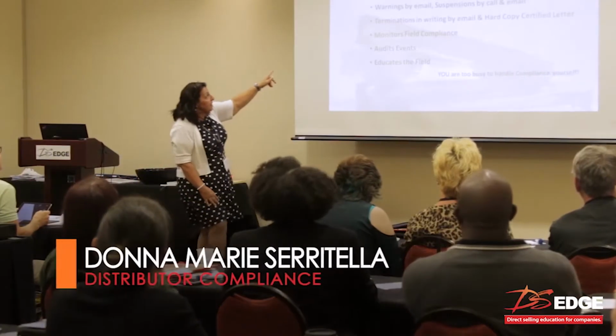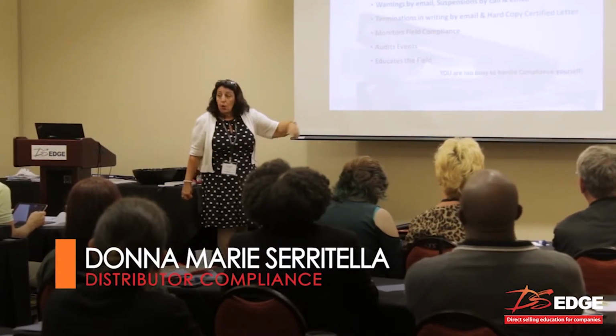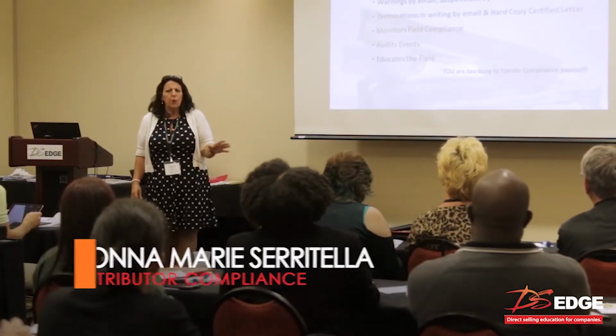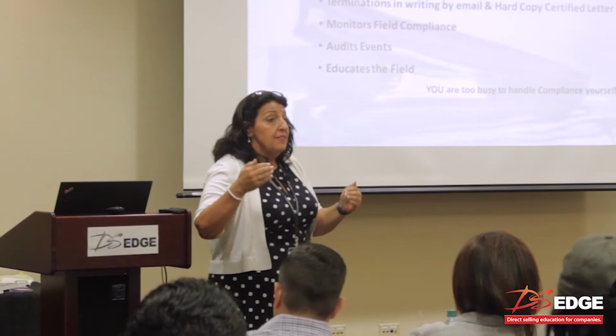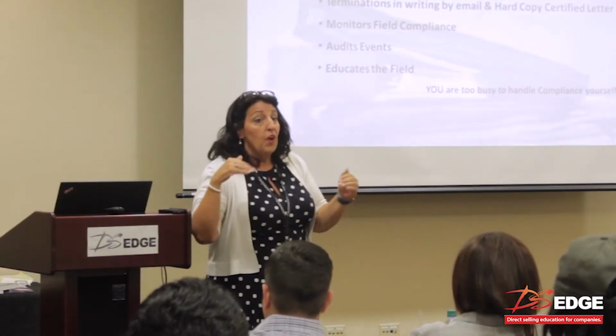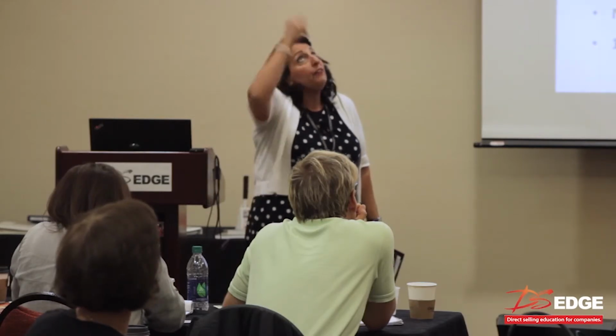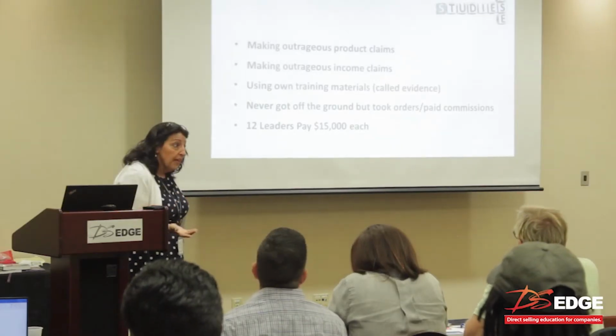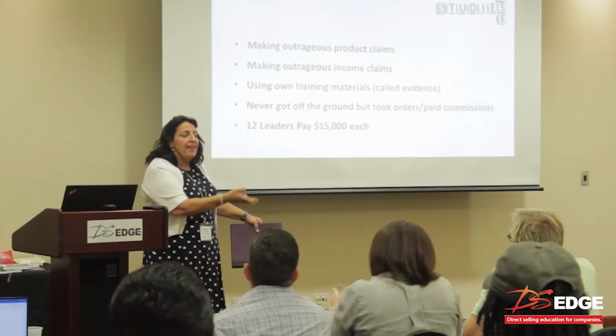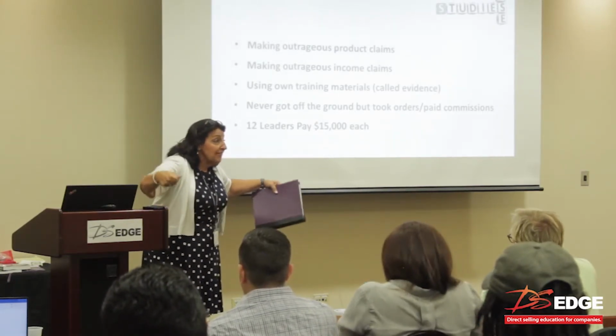Now, first thing that an internal compliance department does is uphold the policies and procedures. Super important. If you have policies and procedures in place and you don't uphold them, it's not a good thing. Something as little as a picture in front of a house with money floating down, that's an income claim. A large check at your annual event that says you just earned $10,000, that check is an income claim.